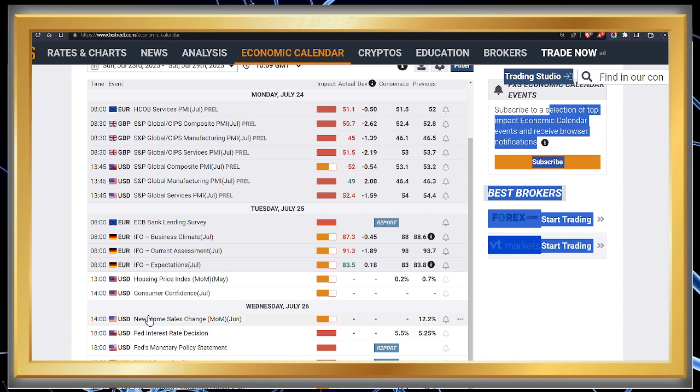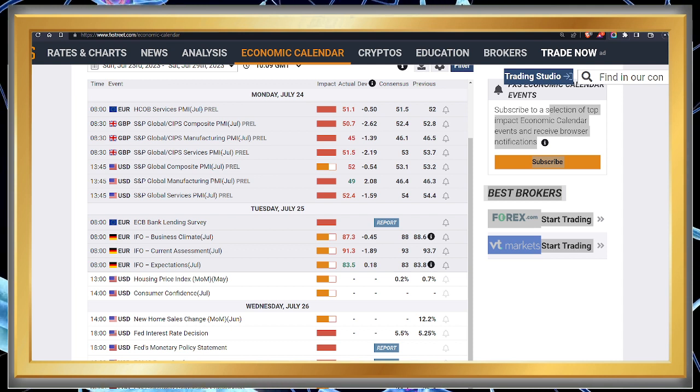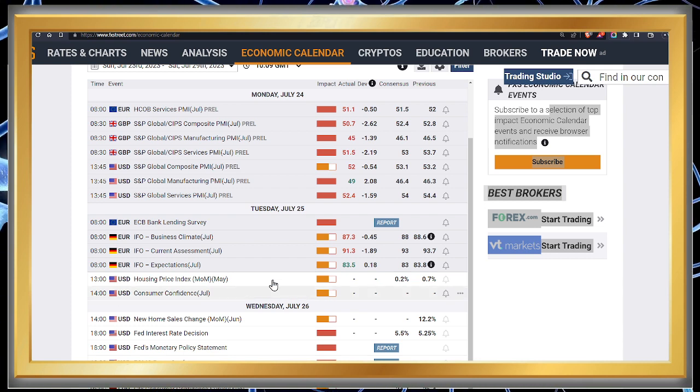And for today, July 25th, I was unable to see any high impact event to look out for today. So what I did instead was to include the medium impact events in my filter, and I was able to come up with a couple of events from the US economic docket.